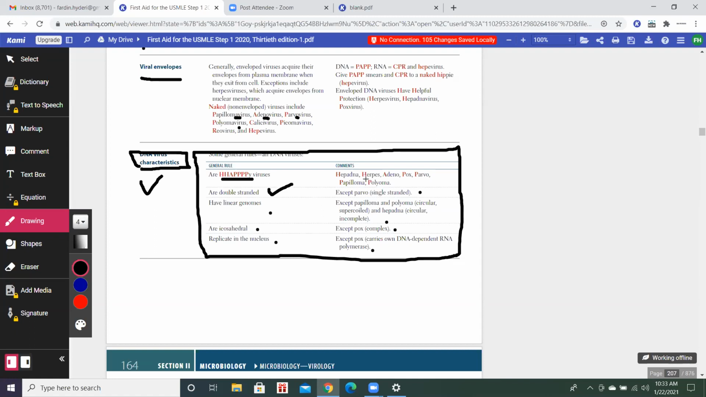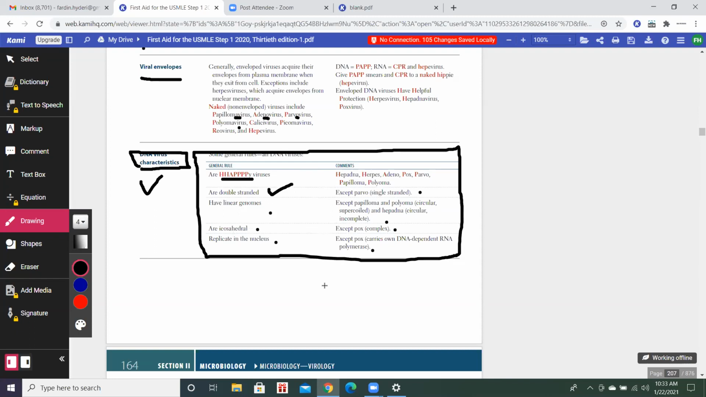All you have to know next is what each virus does. For example, we all know what herpes does, right? We have HSV1 and HSV2, what do they do? If we learn those, then we do not even have to relearn the characteristics when we study them. We can master this information and answer each and every question, because USMLE Step 1 has a tendency of asking more questions based on characteristics only.